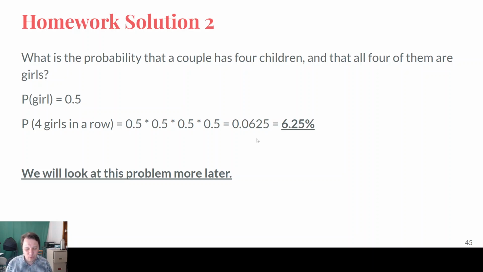So we're going to look more at compound events later. By the way, these are called independent events because one does not have an influence on the one before it or the one after it. It's just half times a half times a half times a half. And we'll talk more about this idea of compound events a little later.